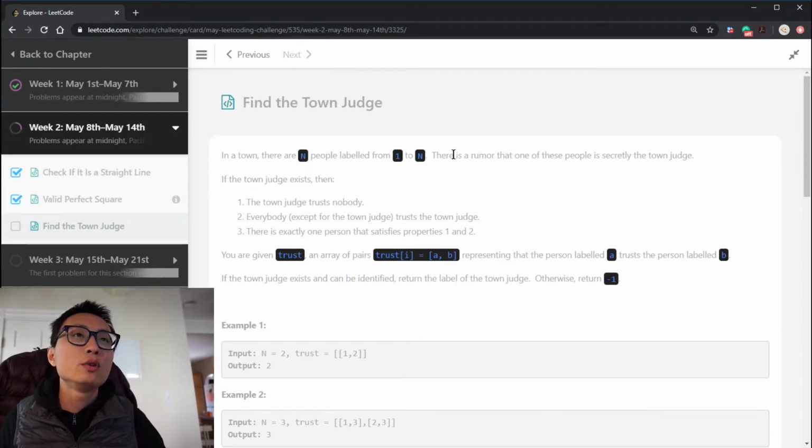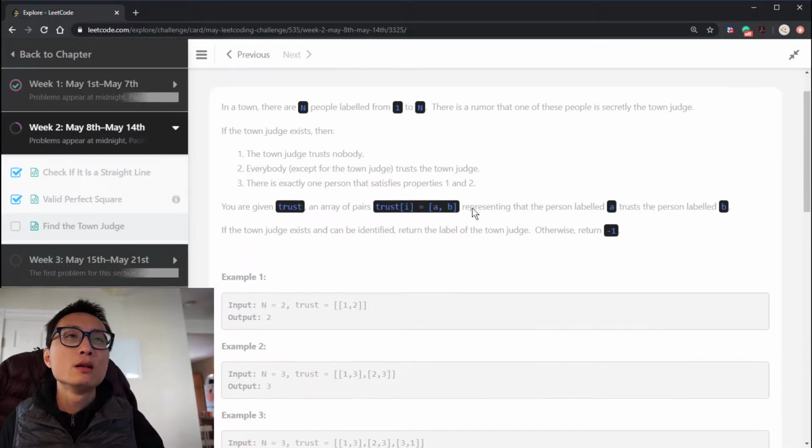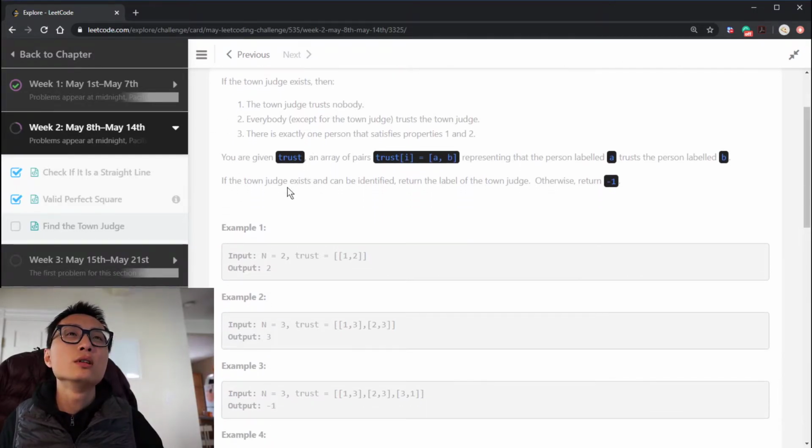So we have n different people labeled from 1 to n, and there is a rumor that one of these people is a town judge. The judge has these properties as follows. The judge trusts nobody. Everybody except for the town judge trusts him or her. And there is exactly one person that satisfies these two properties, if there is one. So if there is one, we should return the integer number that identifies him or her. Otherwise, it's negative one.